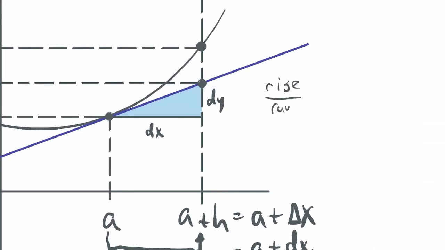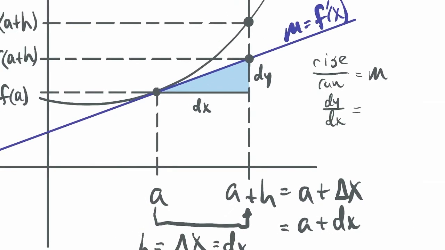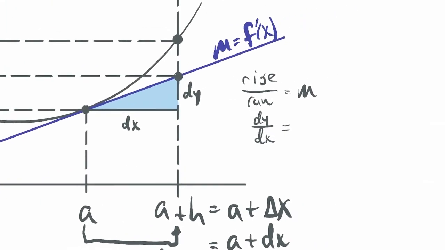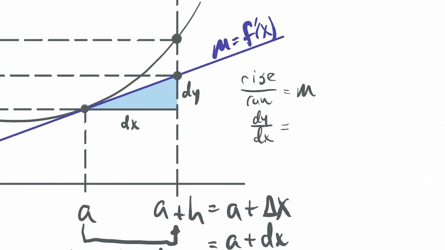Okay, so rise over run equals the slope, right? Just call that m, I suppose. So dy over dx, and again, it's really a fraction, it's not just the derivative notation, equals the slope of this line, m, which equals f prime of x. It's the derivative of the function, or f prime of a, if I want to do it that way. But I'll just say f prime of x. x is equal to a in this diagram. So this equals f prime of x.